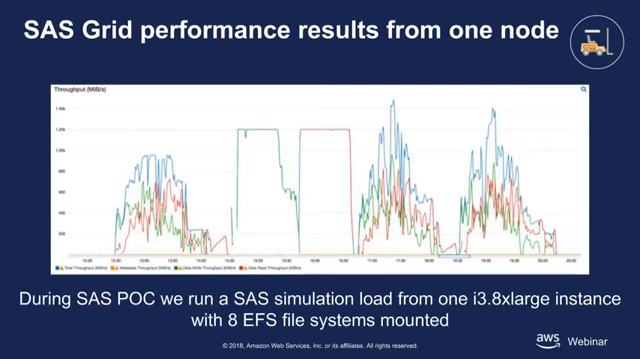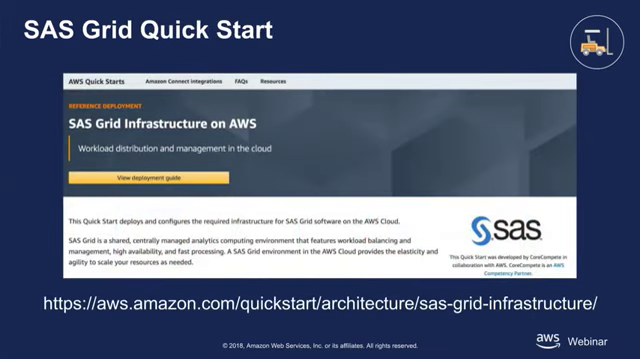Now, we do recommend you start with our Quick Start. Look at this link and access it to learn more information about the Quick Start. Here you can review the deployment guide. You can get access to the Quick Start CloudFormation templates that create the environment. You can run this in an existing VPC or in a new VPC, and very quickly you can get up and running with this SAS Grid in your account in the region that you select.